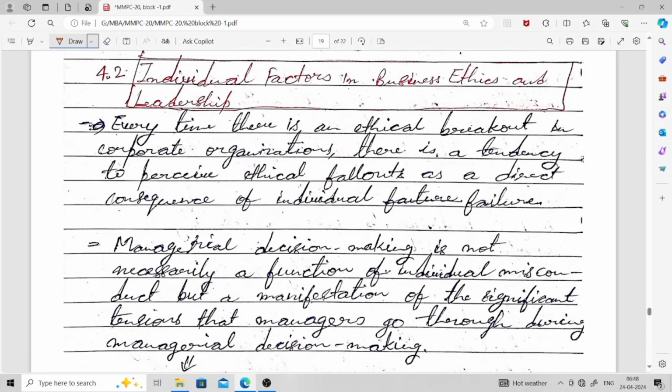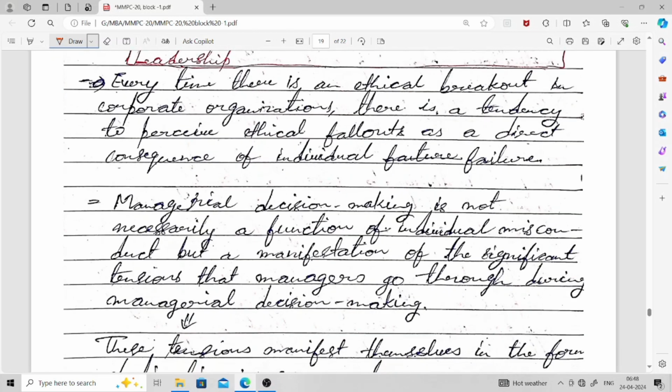Next, it is given 4.2, that is individual factors in business ethics and leadership. So what are those individual factors which affect business ethics and leadership? Here you see what is given. Every time there is an ethical breakout in corporate organizations, there is a tendency to perceive ethical fallouts as a direct consequence of individual failure. So whenever there is any kind of ethical breakout in a corporate organization, there is a tendency to say that it happened due to individual failure.